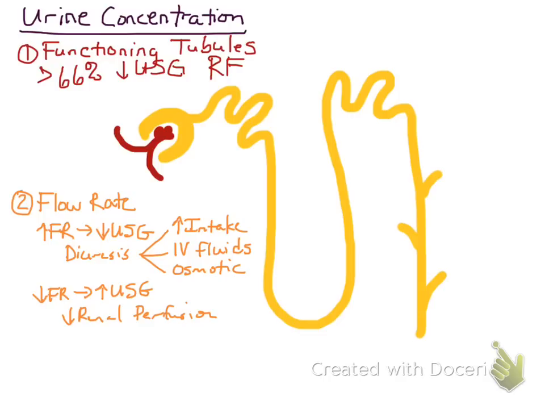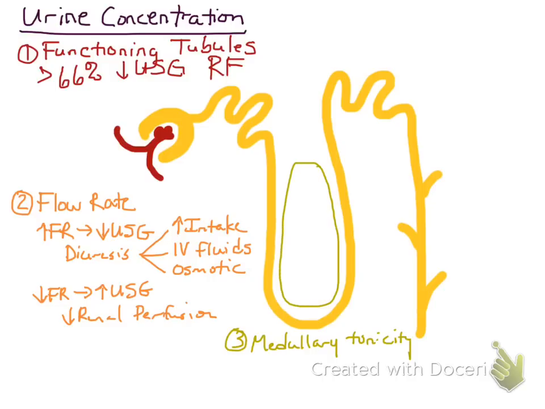The third factor that influences the USG is the medullary tonicity. Now remember that this interstitium, which is the area between the tubules, is made up of lots of sodium and chloride and lots of urea, and that sets up a gradient where water can be resorbed. So if you have a total body depletion of either sodium or urea, then that gradient is no longer there.